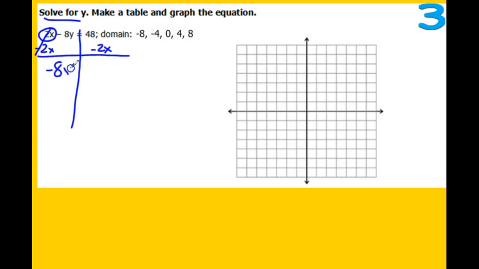So we have negative 8y. Can't combine those, write your x's first. Negative 2x plus 48. And then last, the opposite of multiplying is divide.